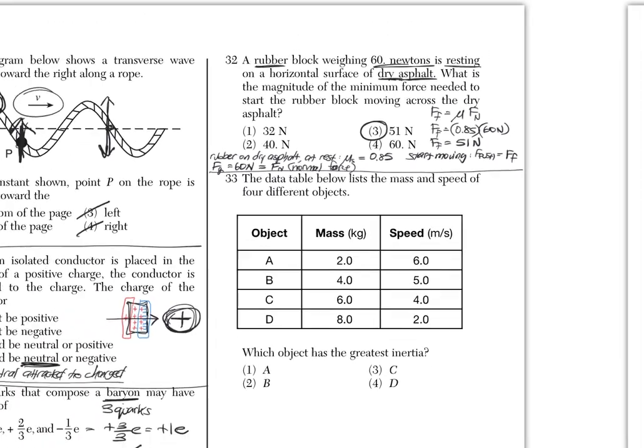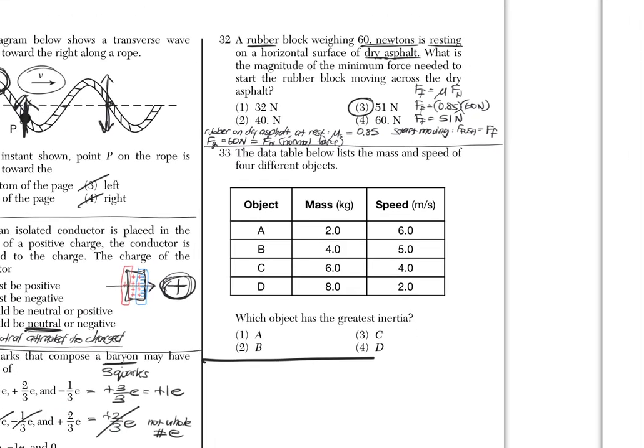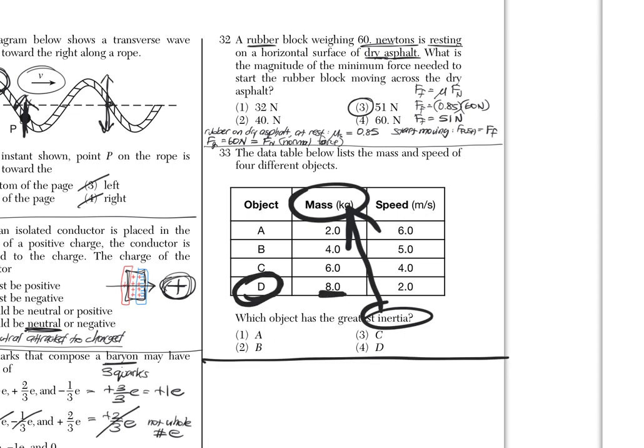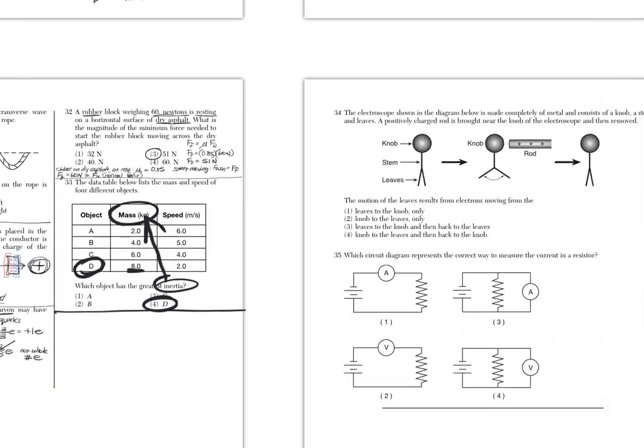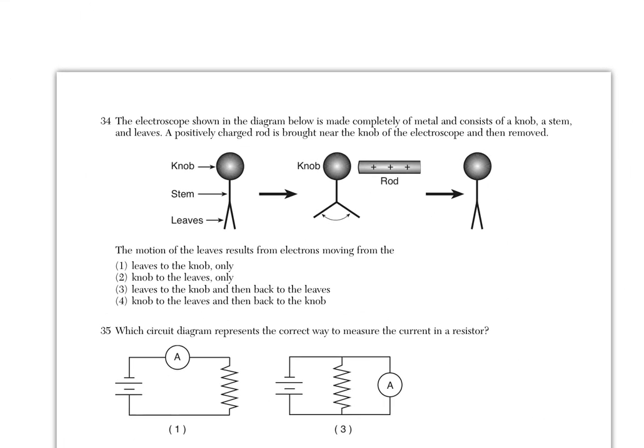3 more problems left in part A. Oh, this one's easy. 33, inertia. Inertia is mass. So which one has the greatest mass? D, at 8 kilograms. Don't confuse inertia with momentum. Don't be doing mv to solve for the most momentum. Inertia is not momentum. You don't need to move to have inertia. All right, 34 and 35.